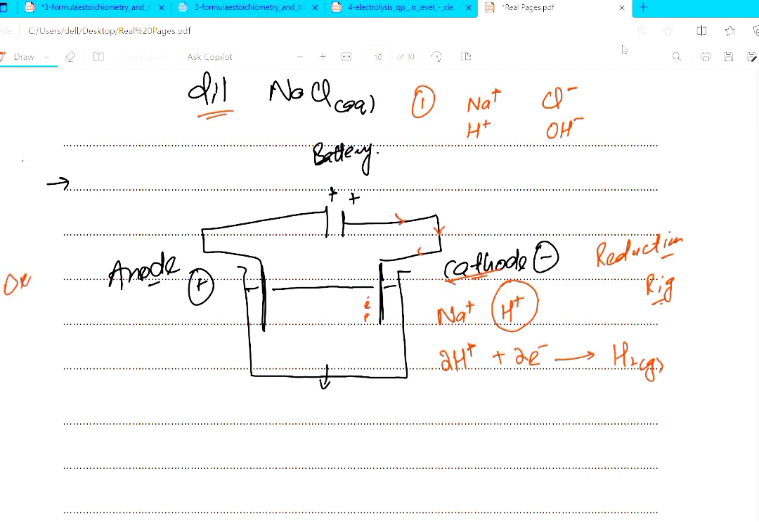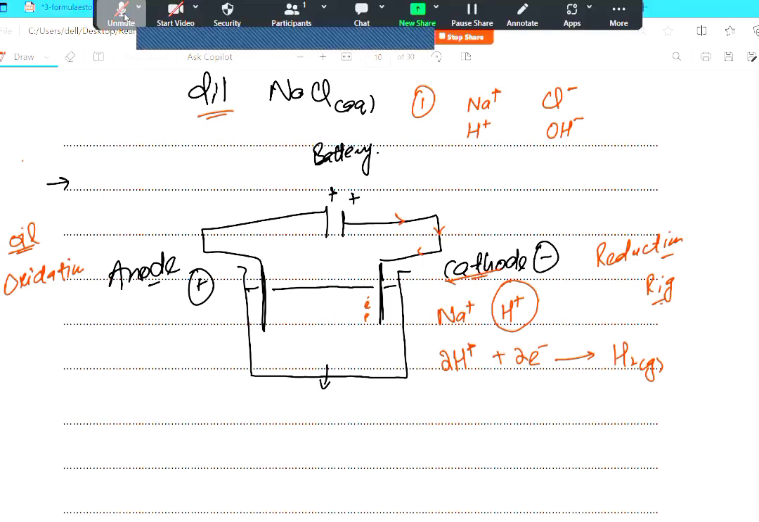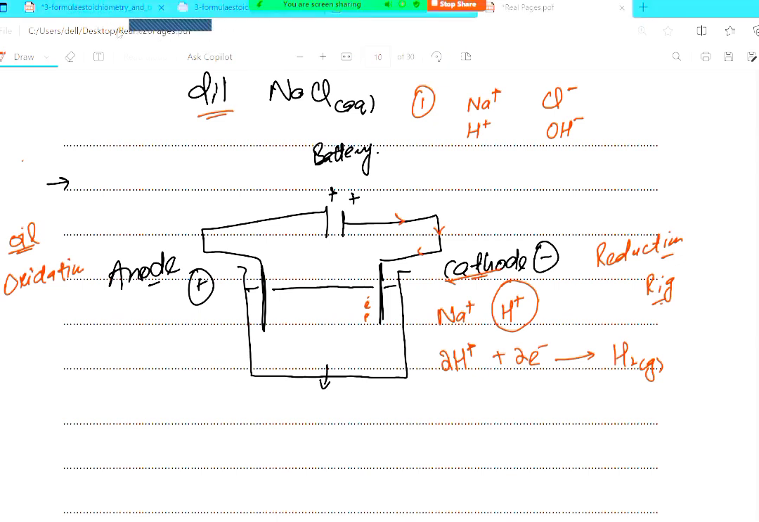Oxidation takes place on the anode. Oxidation is the loss of electrons. Let me make it clear that we have two anions, and those will be attracted towards the anode: Cl minus and OH minus.